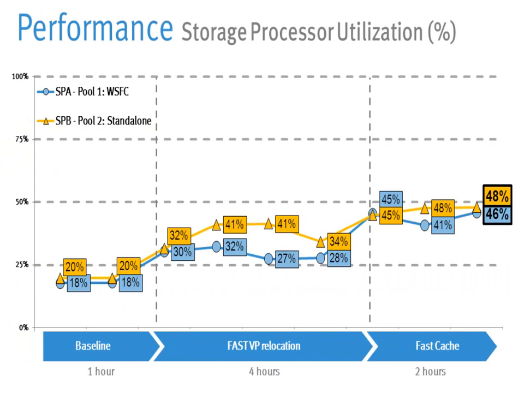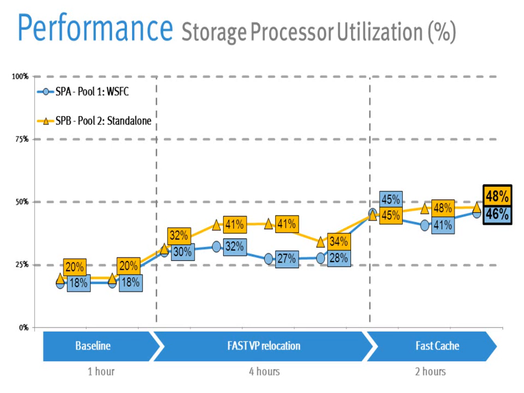Storage processor utilization was measured after analyzing the Unisphere NAR files, looking at the storage processor utilization percentage. SPA was the default allocation owner for all the LUNs in the WSFC pool. SPB was the default allocation owner for all the LUNs in the standalone pool. After enabling Fast Cache on the two pools, SPA steady state utilization rose to 46% and SPB utilization rose to 48%.